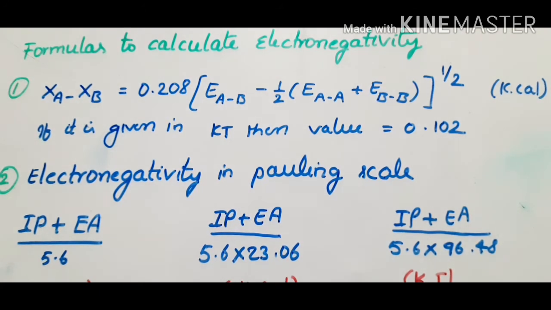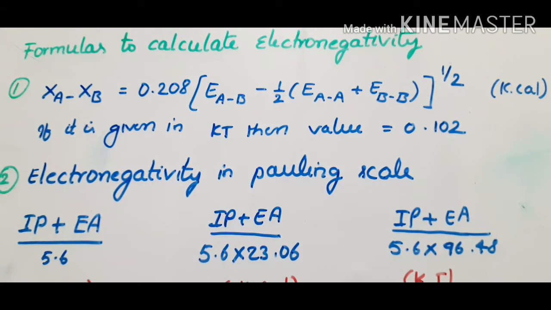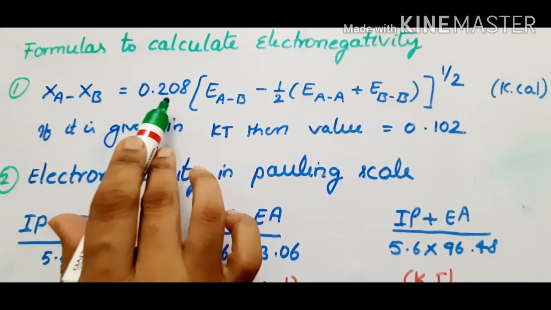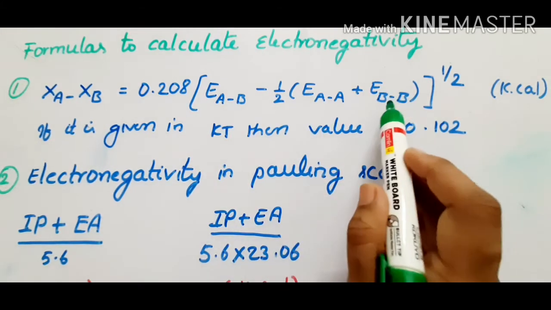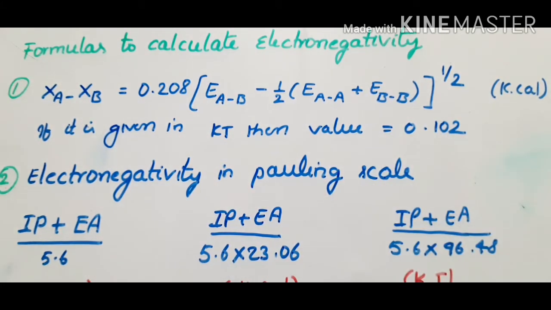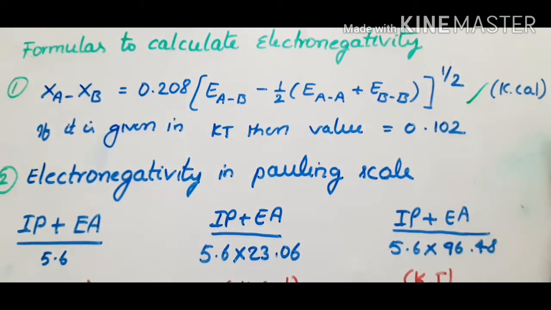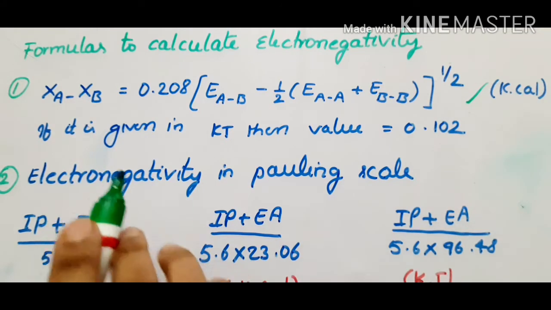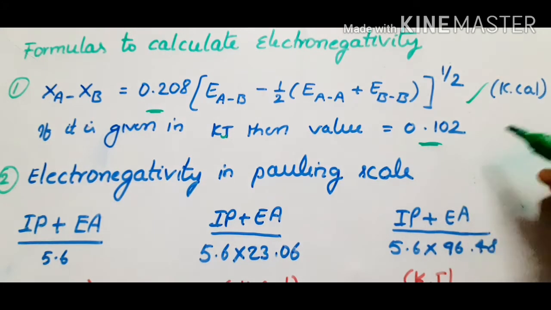The first one is XA minus XB, the difference between the electronegativities of A and B, which can be calculated using this formula. This is the Pauling formula, 0.0208 into this one. Here EAB, EAA, EBB are the bond energies of molecules. This formula is worked out when the bond energies of molecules are given in kilocalories. When the bond energies of the molecules are given in kilojoules, then this value will convert into 0.102.